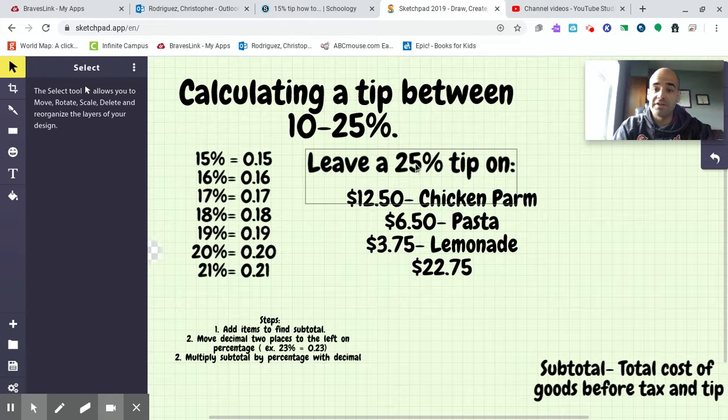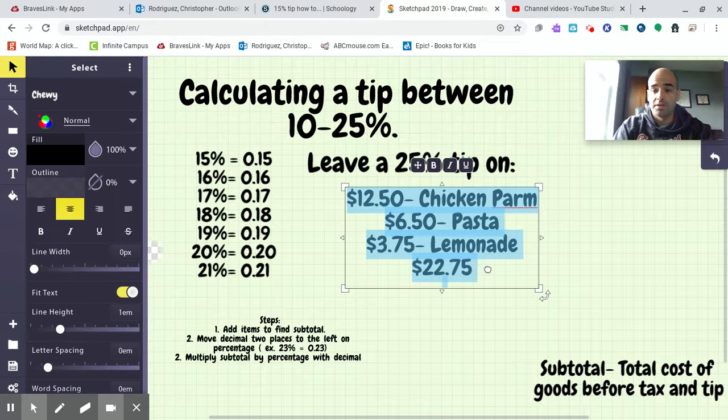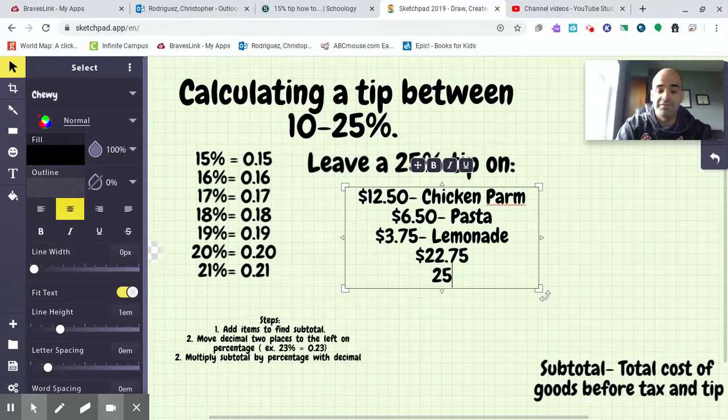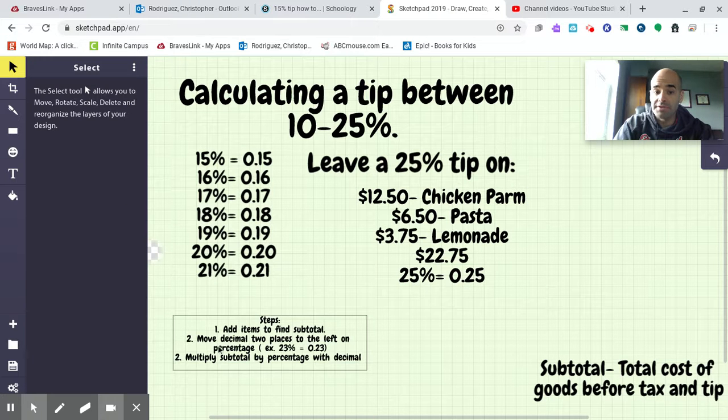Now, we're leaving a 25% tip, so I'm just going to write that right below here. So if we have a 25% tip, 25%, if I'm going to move that decimal 2 places to the left, you're going to get 0.25. So now I'm on to step 3. So, it says step 2. Silly Mr. Rodriguez. That is wrong. It is step 3.